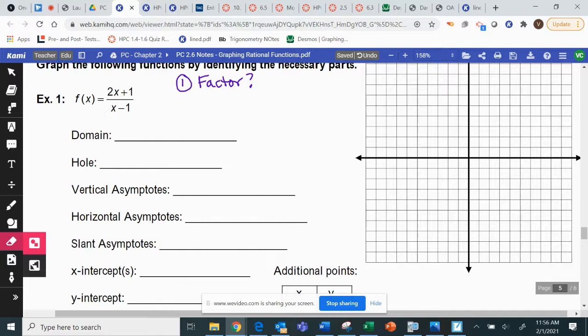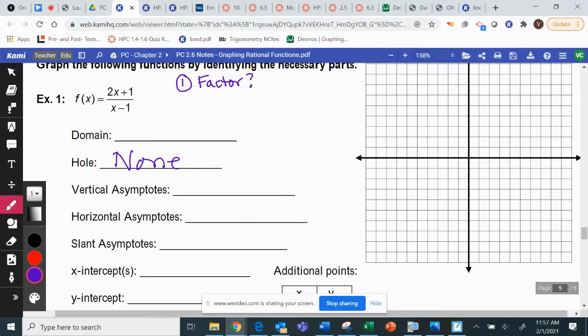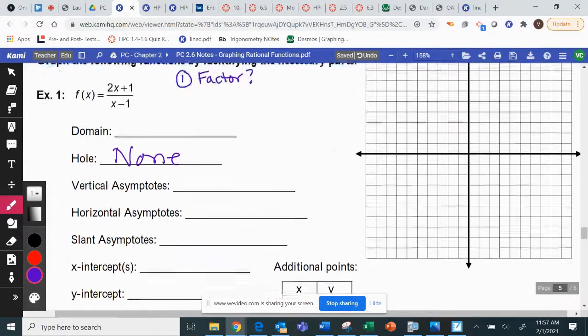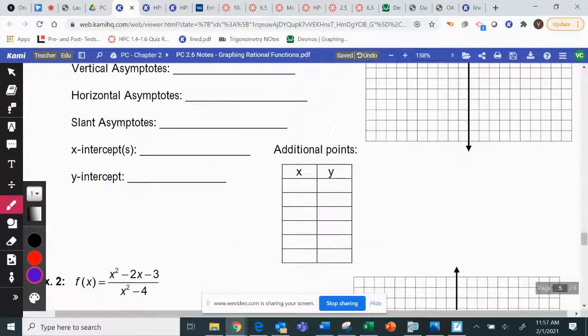I'm going to move on. I'm going to look at my domain, and actually, I'm not going to have a hole, because I'm only going to have a hole if I can factor and cancel something. I couldn't do that. The domain has to do with holes and vertical asymptotes. Domain are the x's. Where's my range? I don't know why my range isn't in here.